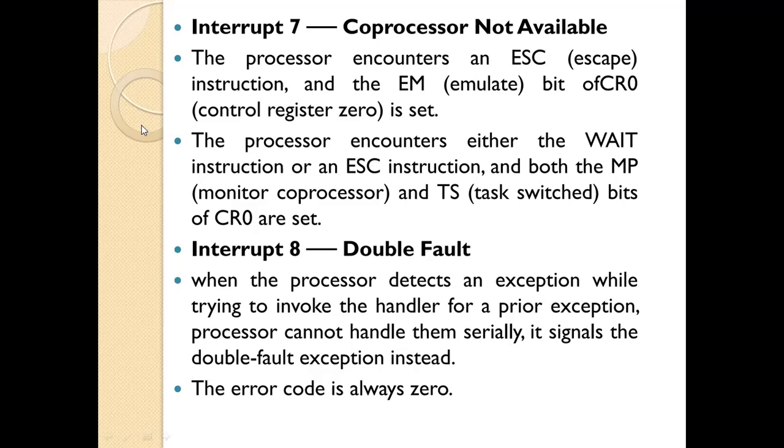Interrupt 8 is a double fault. When a processor detects an exception while trying to invoke the handler for a prior exception, the processor cannot handle them serially. It signals the double fault exception instead. The error code is always 0.